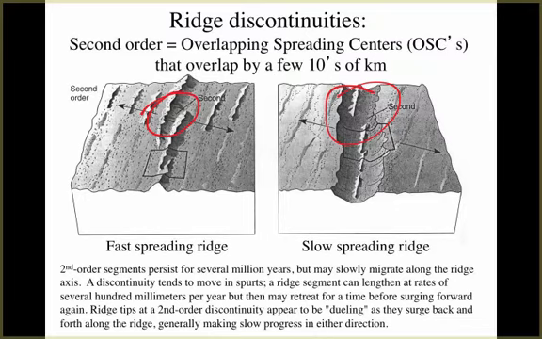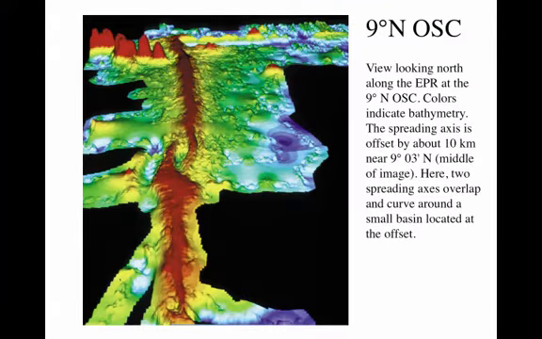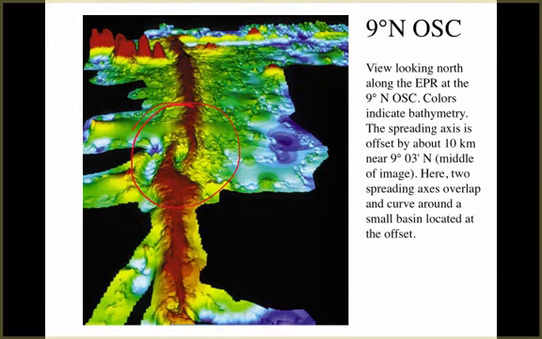The ridge tips at a second order discontinuity appear to be dueling as they surge back and forth along the ridge. And they're generally making slow progress in either direction. If we look north along the East Pacific Rise, the spreading axis is offset by about 10 kilometers. Here there are two spreading axes overlapping and curving around a small basin that's located in the offset.